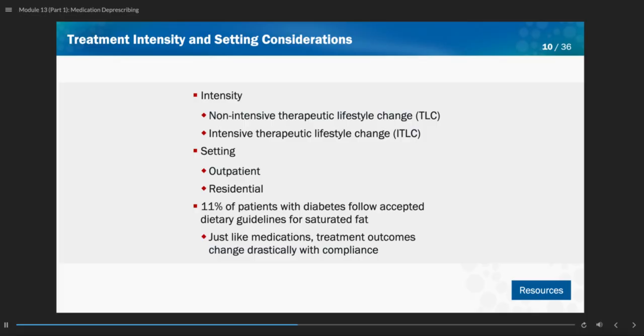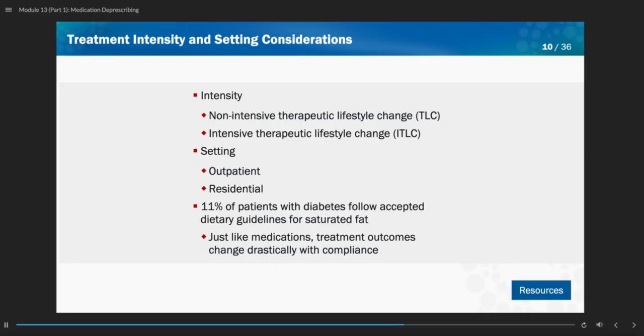So there are two different types of intensity. There's therapeutic lifestyle change, which is not as intense as ITLC, which is intensive therapeutic lifestyle change. And these are generally practiced in two different settings, an outpatient setting and a residential setting.